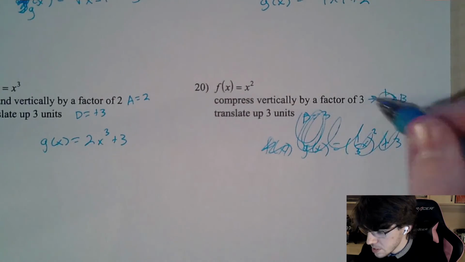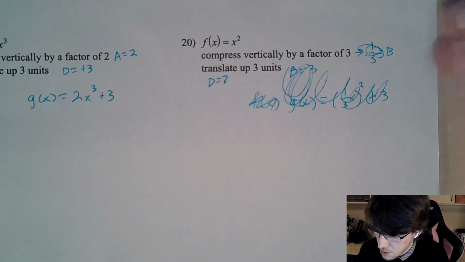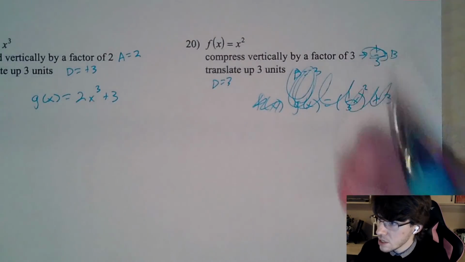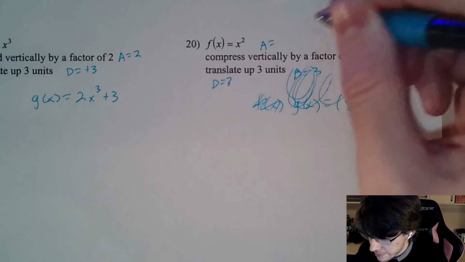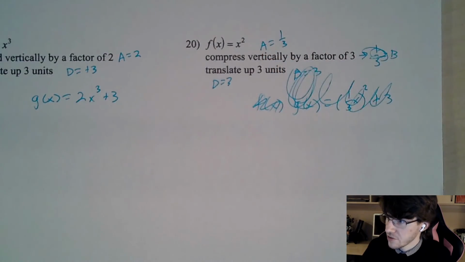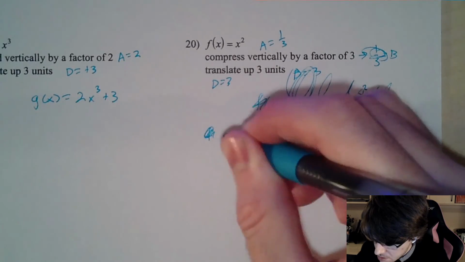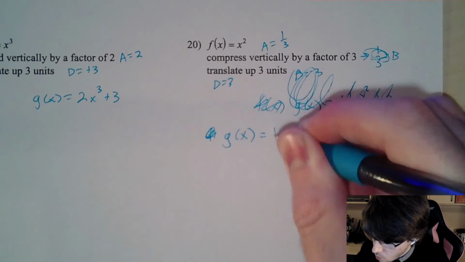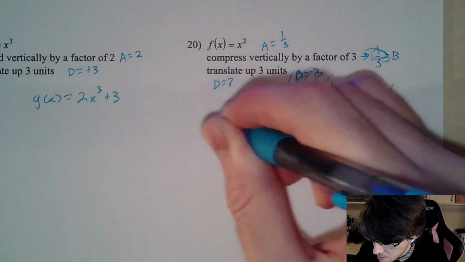Mr. Richards messed up in the last part of the question. So D is still equal to 3. You're still correct there. But if you're compressing vertically, you're shrinking it together. So that means that the letter A is equal to 1/3 because you're compressing it. My bad. Here's our g of x, 1/3 x squared plus 3.